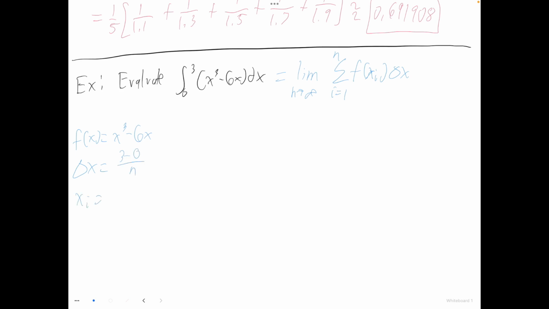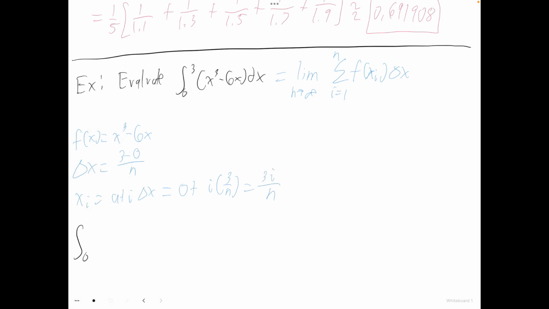And x sub i, we can always use right endpoints when we're evaluating a definite integral. It doesn't matter which endpoint you pick as your sample points, so you can always use right endpoints. I think if you always use the same thing, you tend to have an easier time remembering it. So we're just going to take the right endpoints here, which is a plus i delta x, which in this case is 0 plus i times 3 over n. So we get 3i over n.